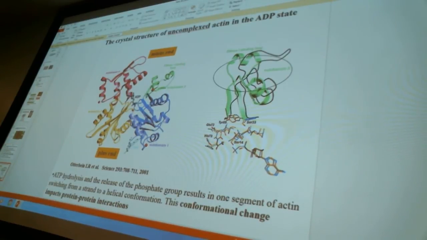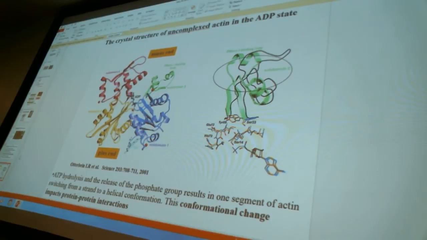Here's a crystal structure of uncomplexed, so single unit actin, but in the ADP state. Normally, if you look at the cytoplasmic single subunit of actin, it's associated primarily with ATP. But this is experimental conditions with an ADP molecule, and ADP will mimic the filamentous state of the actin.